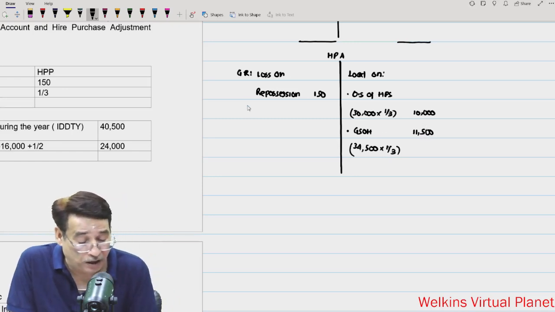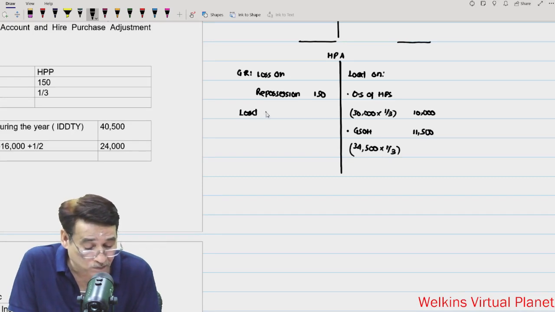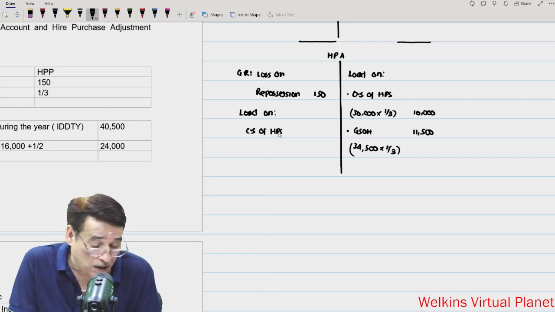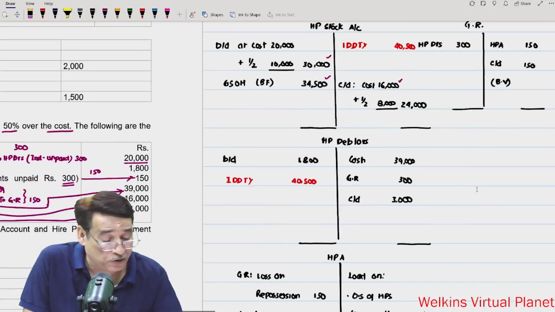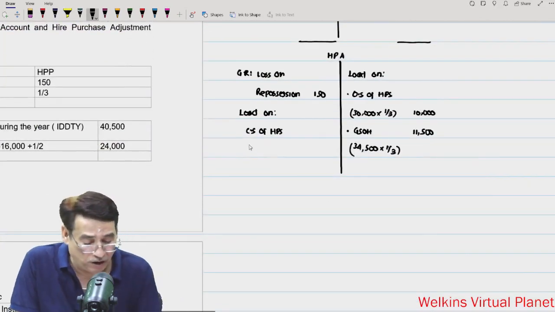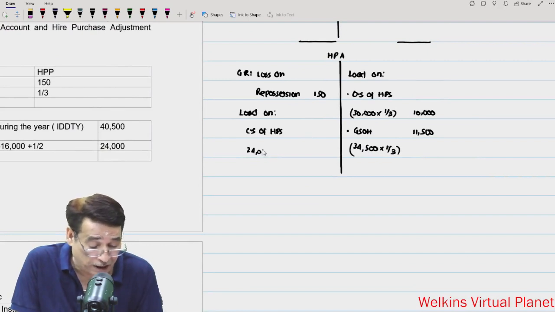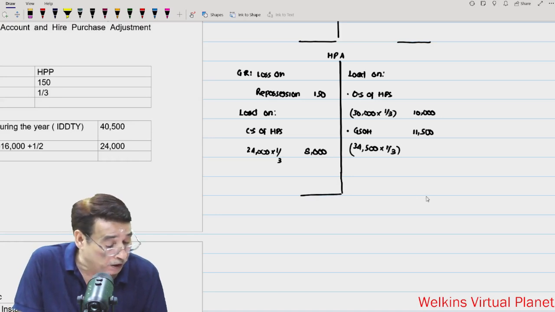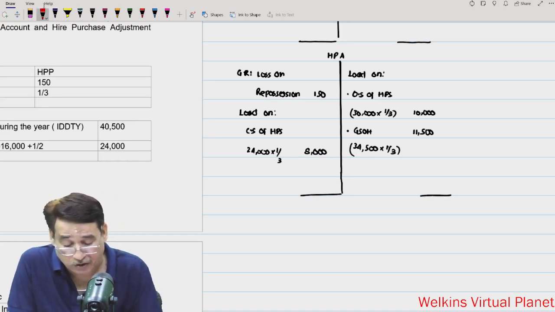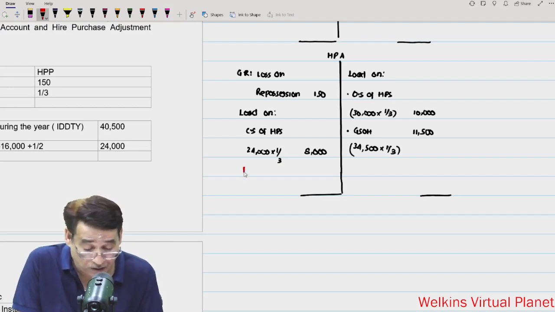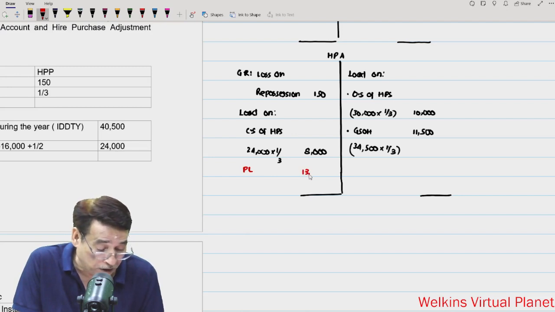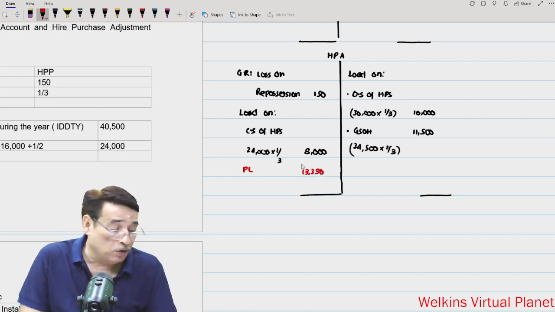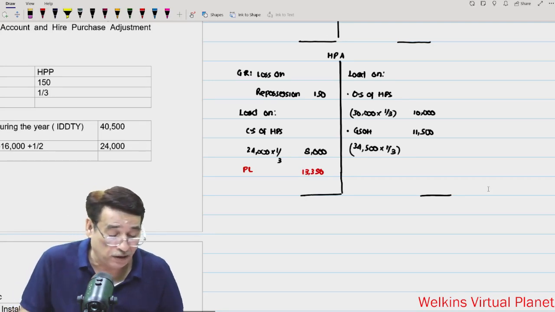And similarly, now you will write here loading on closing stock of hire purchase stock account. Hire purchase stock account at hire purchase price is 24,000. We know already the loading, but it's still 24,000. This is now at hire purchase price. So you will have to multiply it with 1 by 3 to find out the amount of loading. Once you have found out all these things, now all you have to do is to just balance them up. When you balance, your answer should be 13,350. So through the hire purchase adjustment account, we have been able to find out the balances.